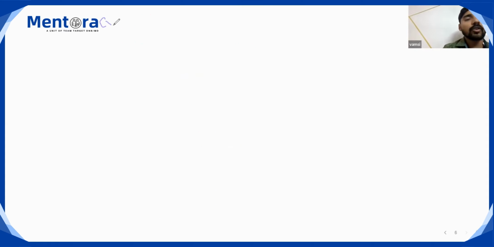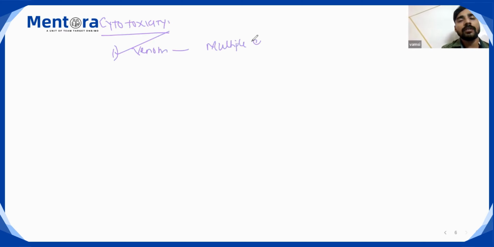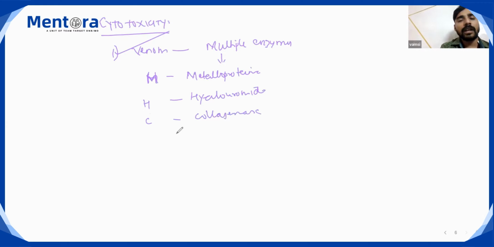So first of all, let's see what is called cytotoxicity. Whenever the venom is injected into the body, this venom has multiple enzymes. Just remember by the mnemonic HCM, like MHC. So these enzymes are metalloproteinase, hyaluronidase, collagenase, and others are proteinase and phospholipase. So these are the enzymes present in the venom.